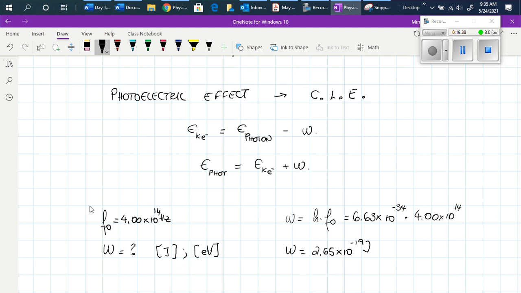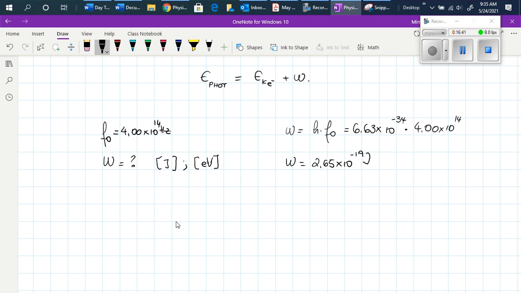And if we are calculating it in electron volts, then again, work function is h times f0, which now we will use Planck's constant for electron volts. That is 4.14 times 10 to the power of negative 15, I think, times 4.0 times 10 to the power of 14.